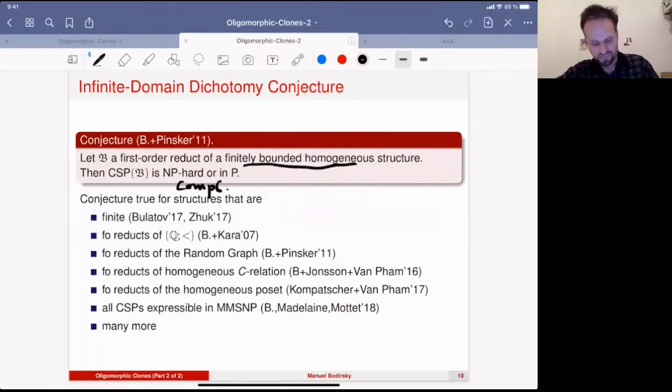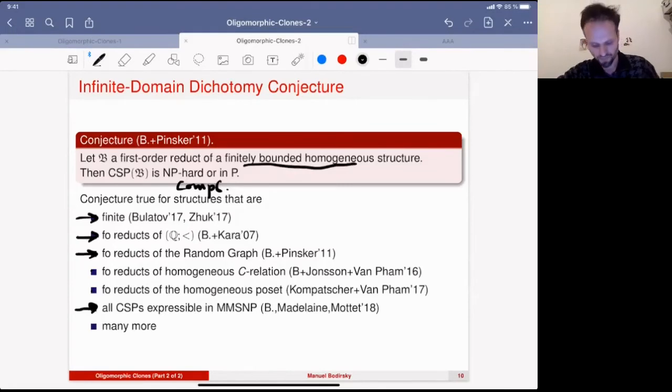And this has been confirmed. The finite case is a special case, but it has also been confirmed for first order reducts of the rationals with the order, first order reducts of the random graph, first order reducts of various fundamental omega categorical homogeneous structures. Also for all CSPs that are expressible in the logic MMSNP, monotone monadic SNP, which was one of the motivations of Feder and Vardi to introduce their conjecture. So MMSNP can also express some infinite domain CSPs. All of them are omega categorical. All of them can be formulated with an omega categorical structure B.